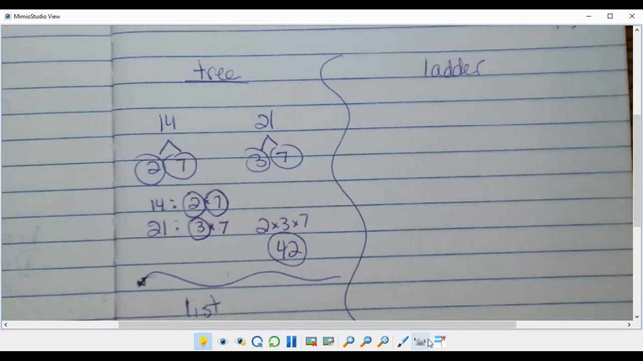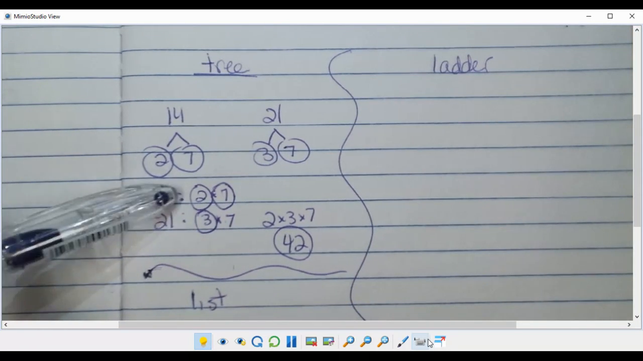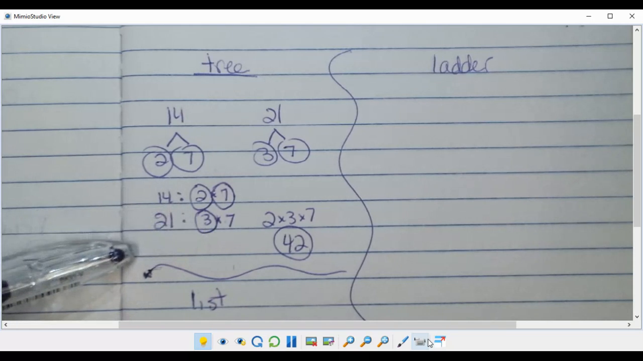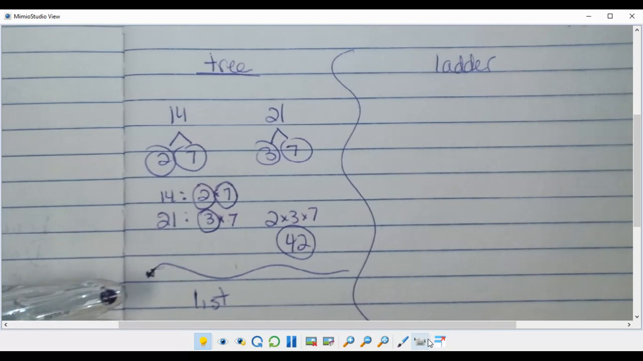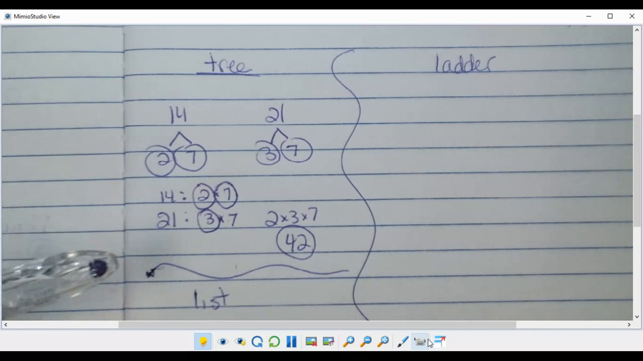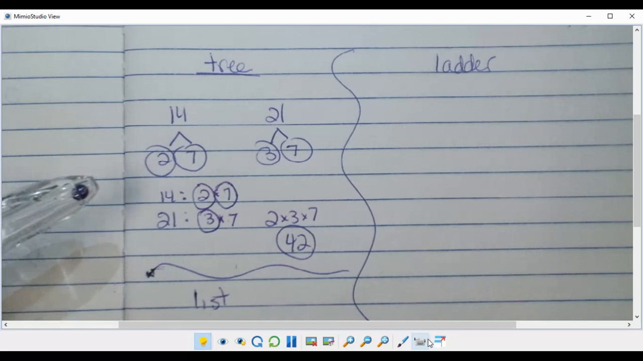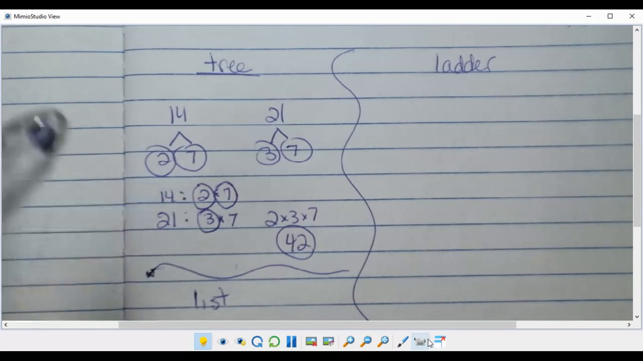That's good. The reason I don't like this is because it confuses kids often with what do I include and what don't I include, and when do I do the duplicates and when don't I do the duplicates. I think the trees are a little easier for GCF. I think they're a little harder for LCM. But if it makes sense to you, use it. It's perfectly acceptable. Now, let's go to the ladder.